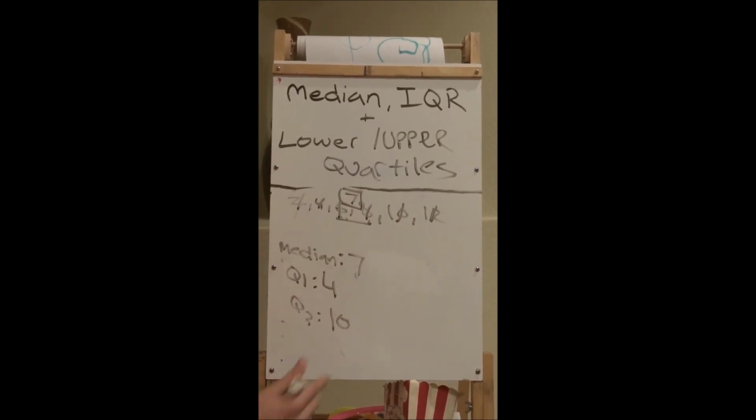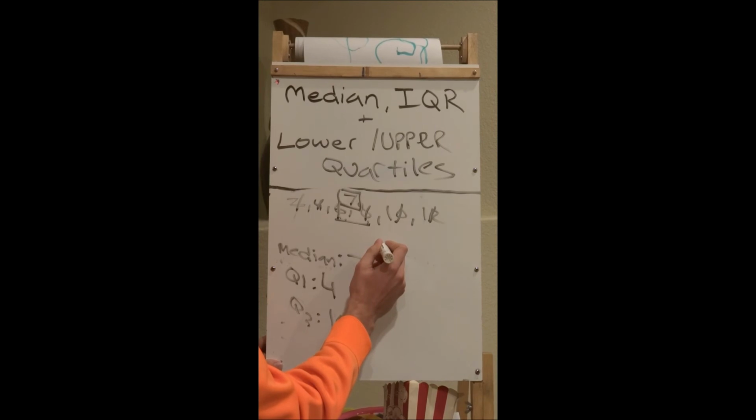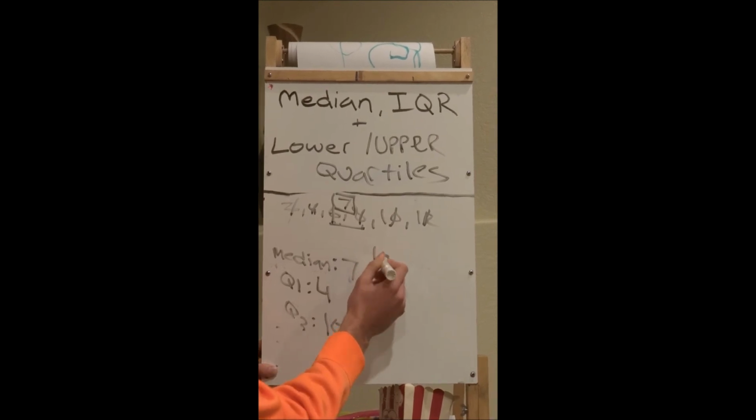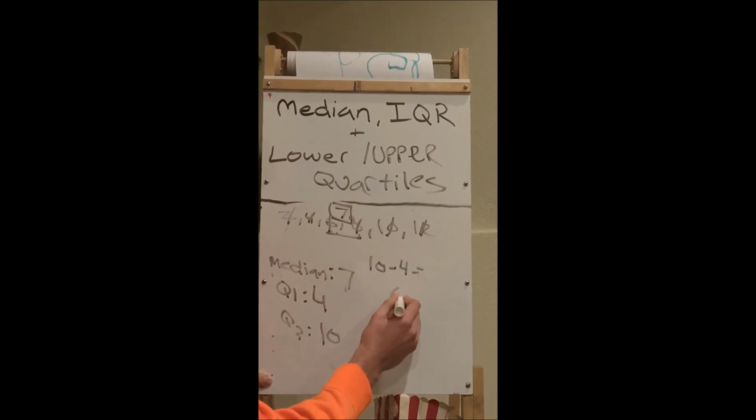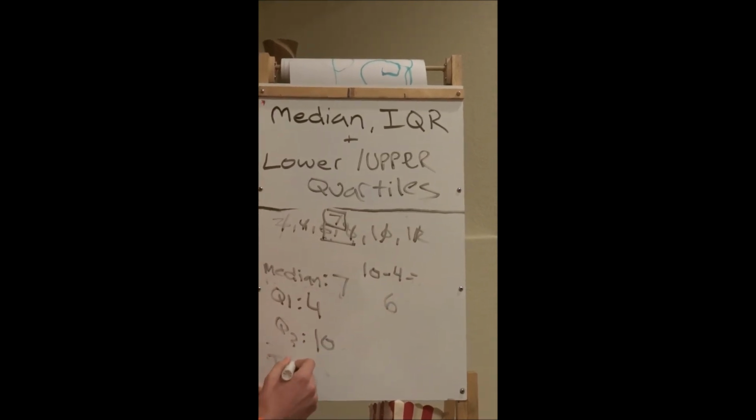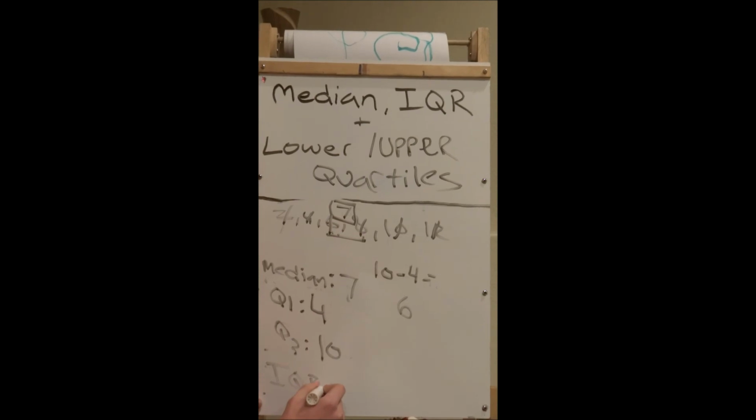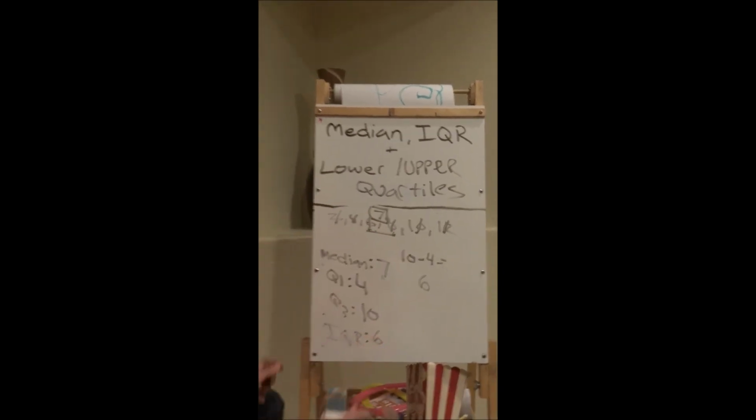Now to find the IQR, it's just the same thing. You take your upper quartile of 10, subtract the lower quartile of 4, and you get that your IQR is 6. Now with these numbers, you will be able to move on and create box and whisker plots or create a 5-number summary of your set of data.